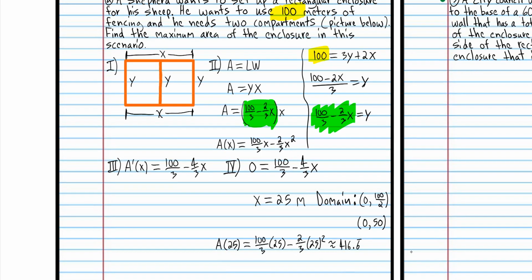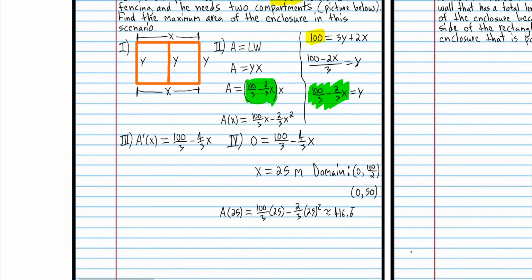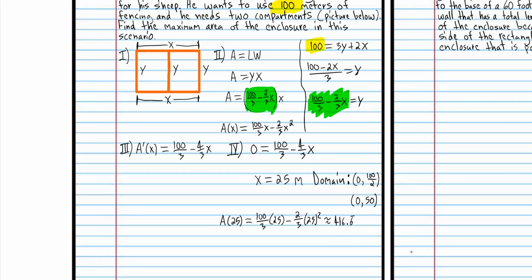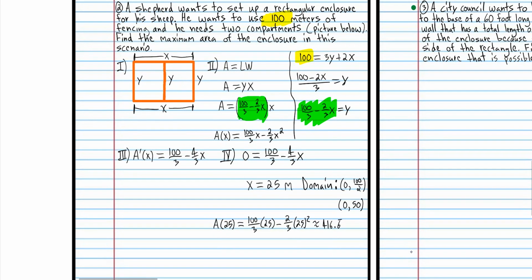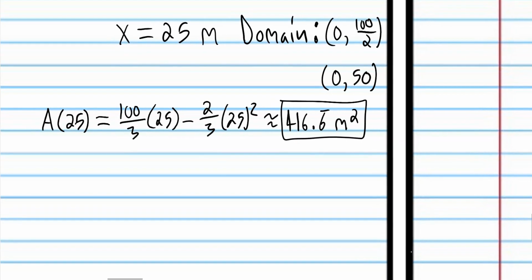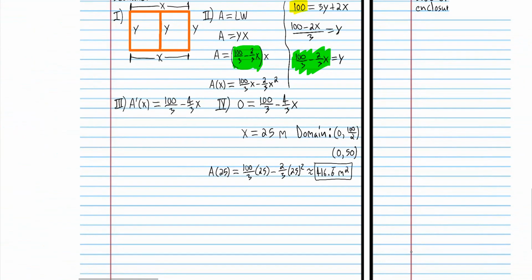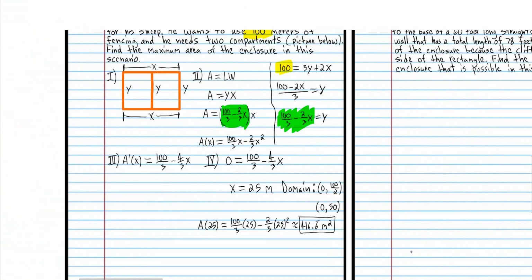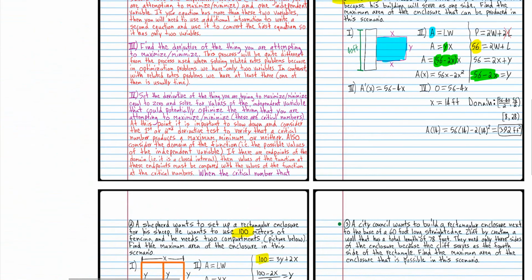Now again, a lot of people are going to just leave their answer as that blue number there, but you're going to get points taken off if you do that. We need square meters. Area is measured in square meters. So there you go. As you can see, there's a lot going on here, and that's why these problems are very intimidating.